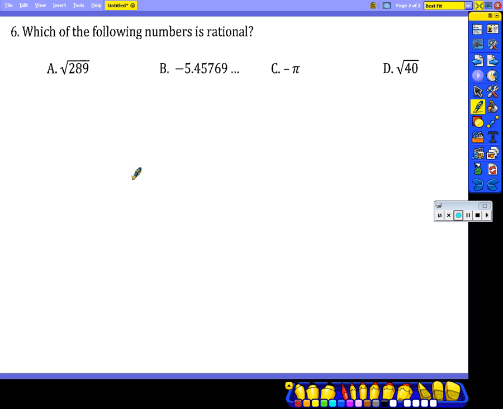So there's several things that are irrational. Number 1 is pi. Pi is always irrational. So this right here, option C, we can eliminate that because that is irrational. Let me write this. Irrational.